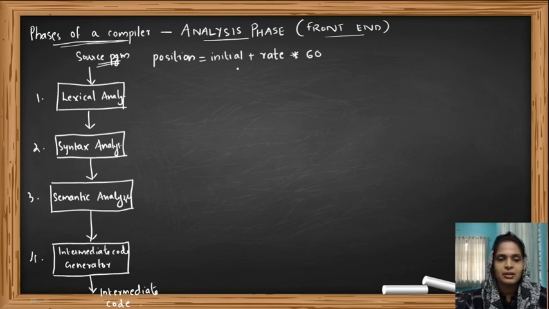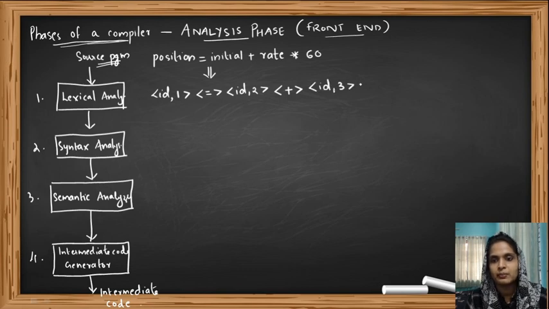This statement will be fed to the lexical analyzer, and the lexical analyzer will convert this stream of characters into a stream of tokens. That is, this will be converted to id, 1 equal to id, 2 plus id, 3 star 60. This is how we represent our tokens.